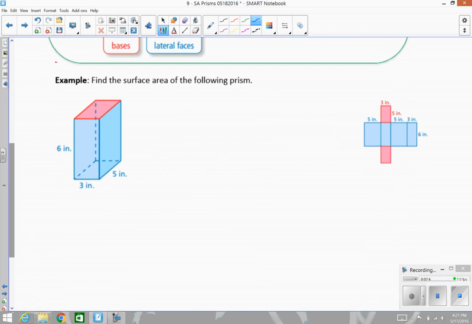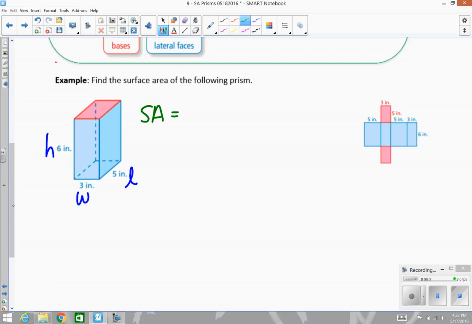Okay. So let's give this example a try. It says find the surface area of the following prism. They've given you a picture of the net off to the side, but we can go ahead and use our formula. I'm always going to recommend that you label your picture before starting. If we say that this is our width, our length, and our height, we should be good to go. Always write down your formula first.